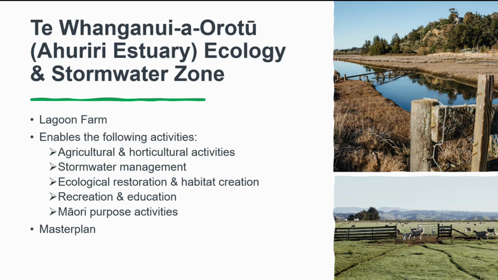The proposed provisions also enable activities such as recreation, education, and Māori purpose activities, such as mahinga kai and ceremonial activities. Council is currently working alongside the Hawke's Bay Regional Council and Mana Ahuriri Trust to prepare a master plan that will determine how the site will be developed and how this will be sequenced over time. The intent is that the proposed zone provisions are enabling for these sorts of activities while signalling those activities that are not appropriate on this site prior to the completion of the master plan.